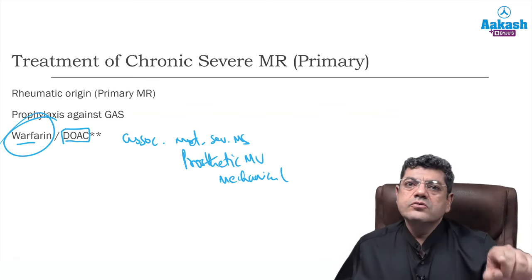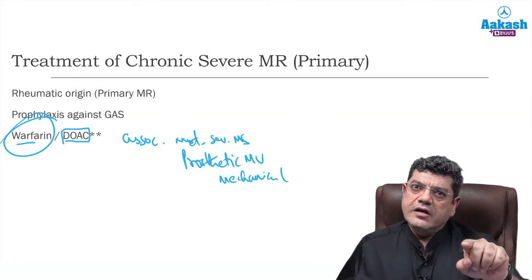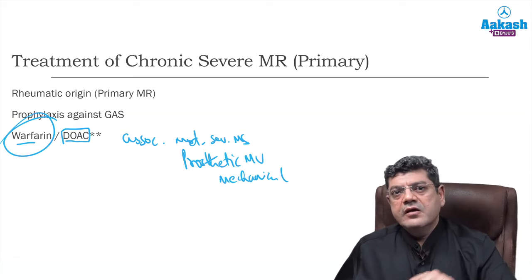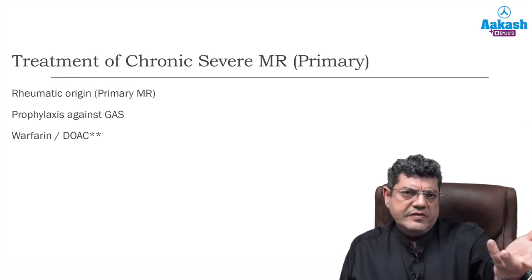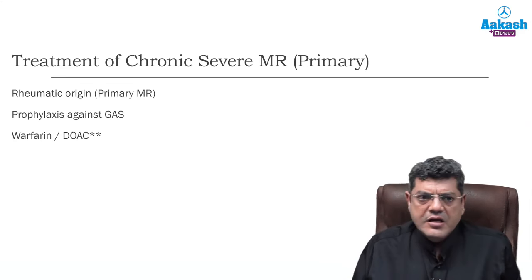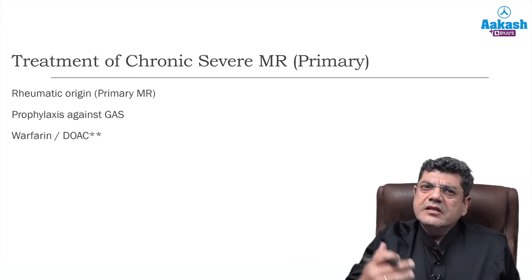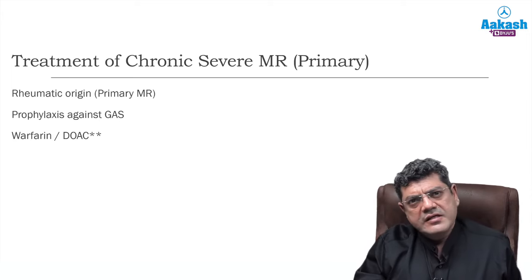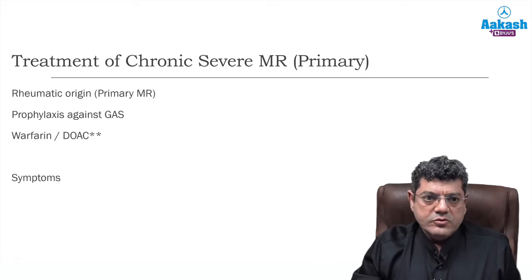When can you use directly acting oral anticoagulants and when can you not use them for thromboembolism prophylaxis in MR? Of course, you give that according to the CHA2DS2-VASc score. So, you use it when there is a left atrial thrombus, when there is a history of thromboembolism, or there is atrial fibrillation, because the left atrium is so enlarged, it can give rise to all of those, right?